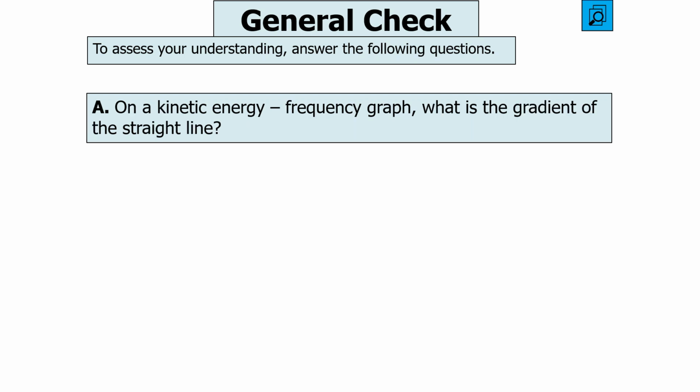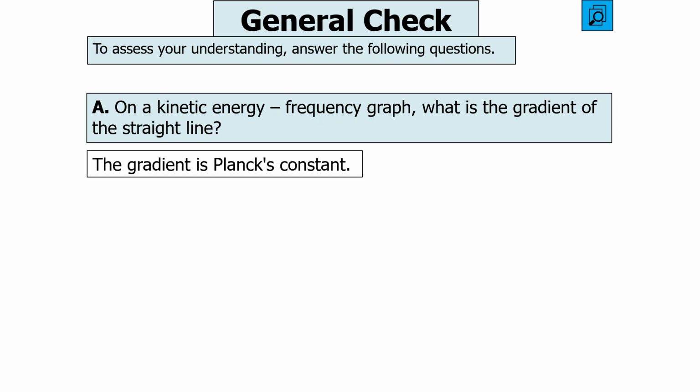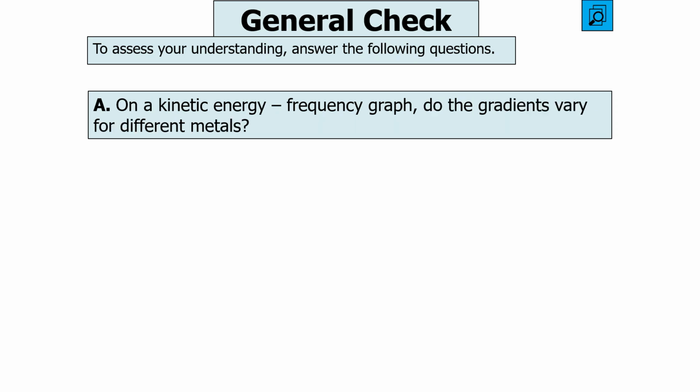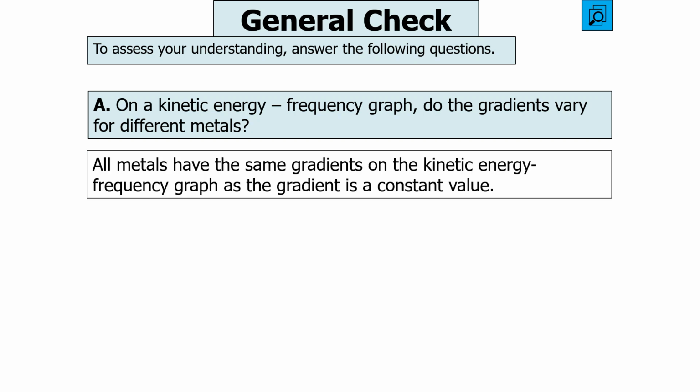On a kinetic energy frequency graph, what is the gradient of the straight line? The gradient is the Planck constant. On a kinetic energy frequency graph, do the gradients vary for different metals? All metals have the same gradient on the kinetic energy frequency graph, as the gradient is a constant value.